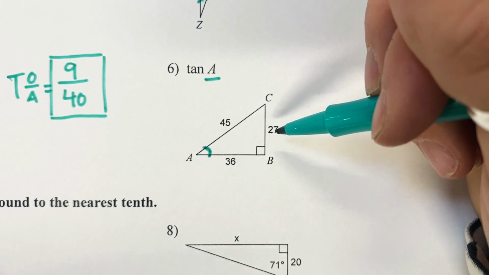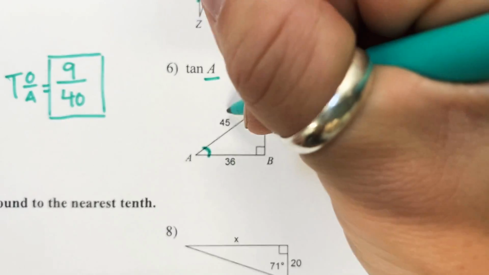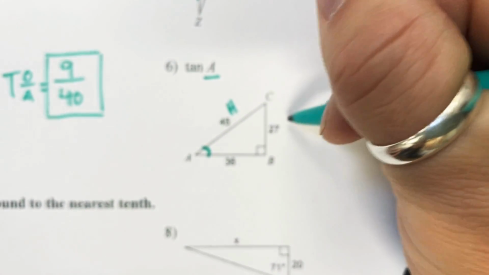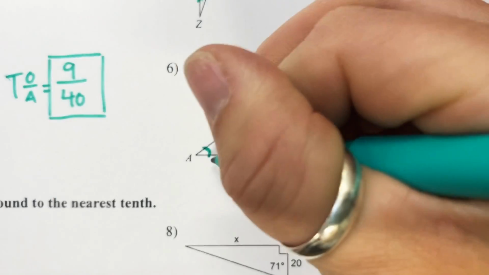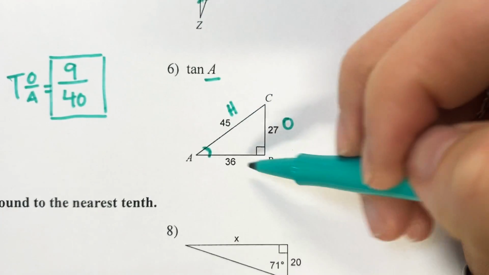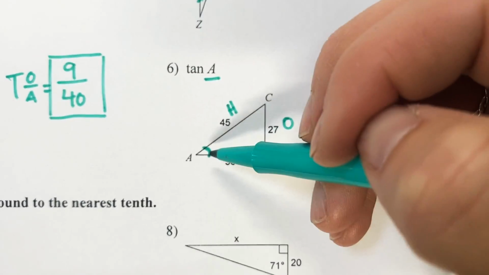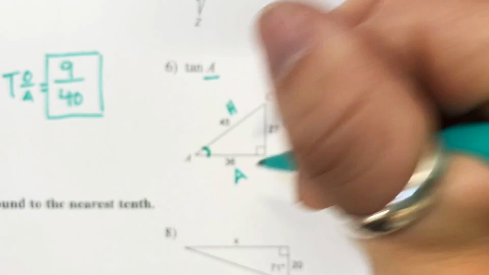Okay, now we need to label our sides. Opposite of our right angle is always our hypotenuse. Opposite of the angle it tells us is our opposite side, not angles. And the side that is right next to our angle is our adjacent side.